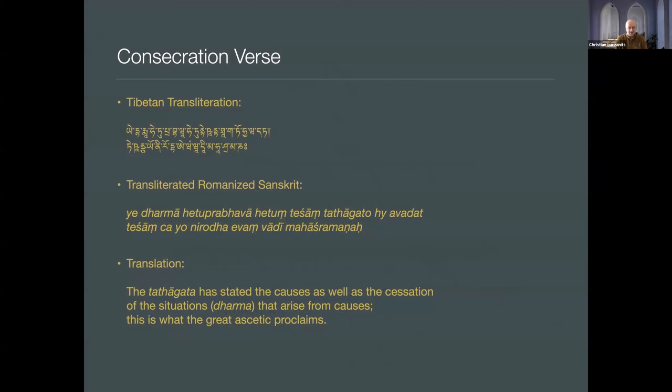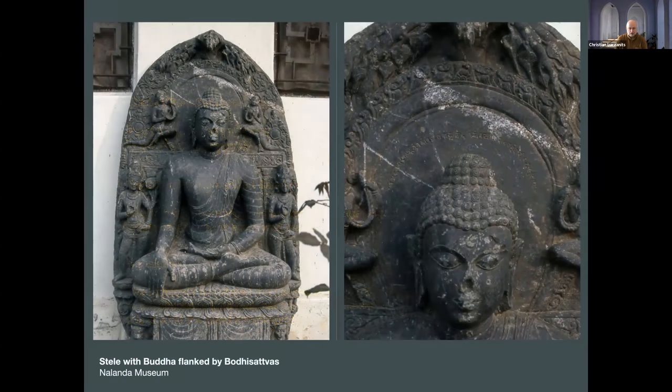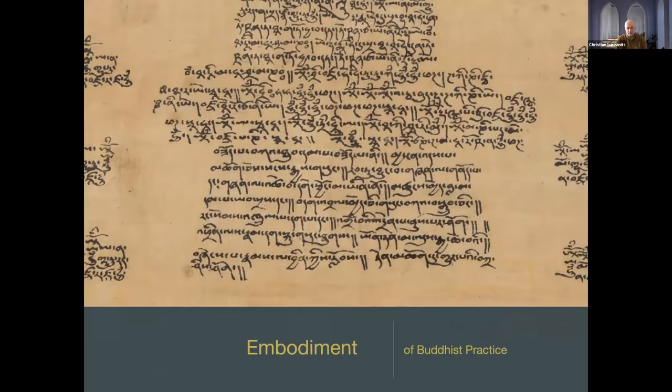It's a text that is written in Tibetan letters, but using the Sanskrit language. So it's transliterated, actually transcribed into Tibetan. Again, this is something that is found on Indian objects already, sometimes even on the front. In this particular stele with the Buddha, we have the consecration verse written on the halo behind the head, consecrating the item in this way.